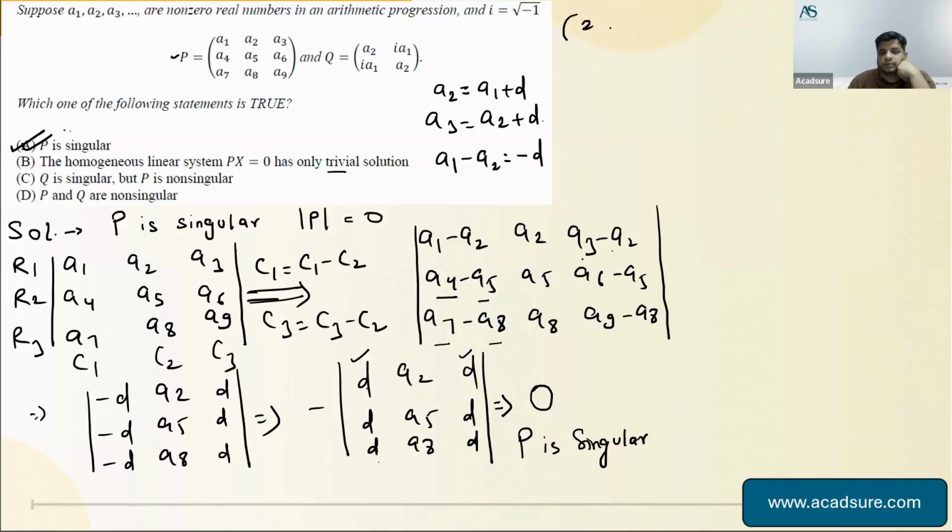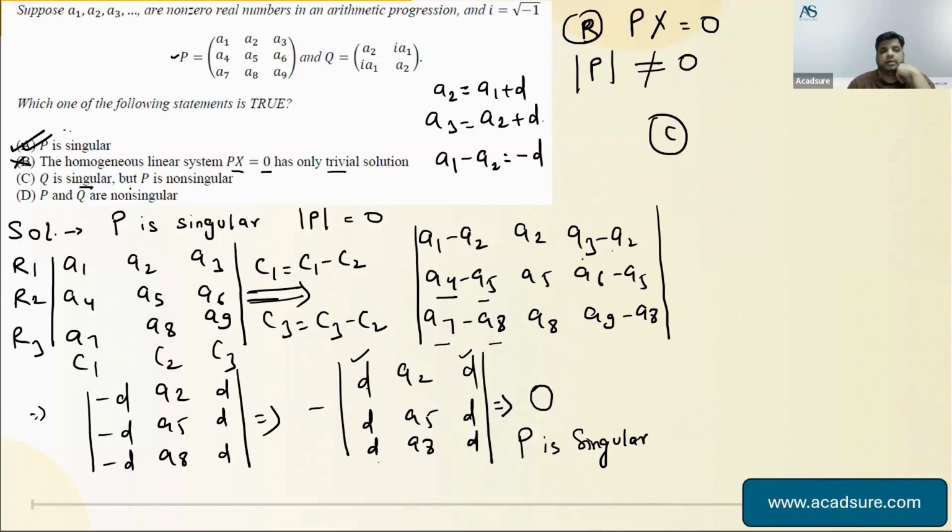So for the second option, Px is 0. For this to have only a trivial solution, the determinant of P should not be equal to 0, or it should not be singular. But as you have seen, the determinant of P in this case is equal to 0. So the homogeneous linear system Px is equal to 0 cannot have only trivial solutions. So B is wrong. Now let's check the C option.